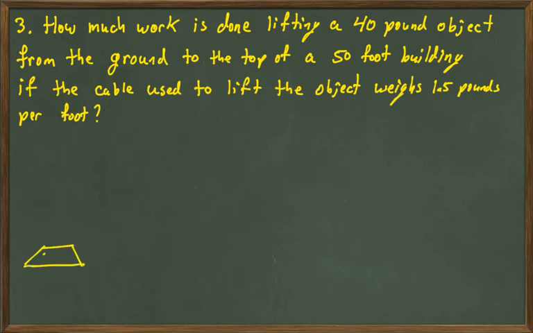So we'll go ahead and put our weight in. Weight is 40 pounds. And then there's our cable. Okay, so we're going to draw in our cable, and that 40-pound object is going to be lifted up. And the cable weighs 1.5 pounds per foot. Again, it's going to be the force required times the distance. For our force, we're going to be taking that 40 pounds. It's always going to be 40 pounds the whole time.